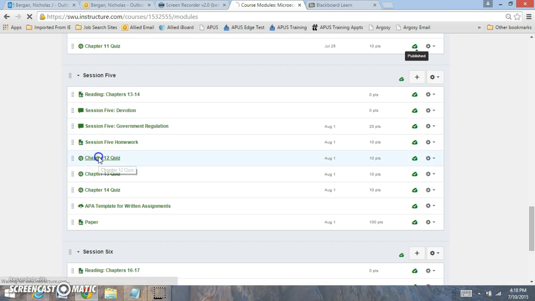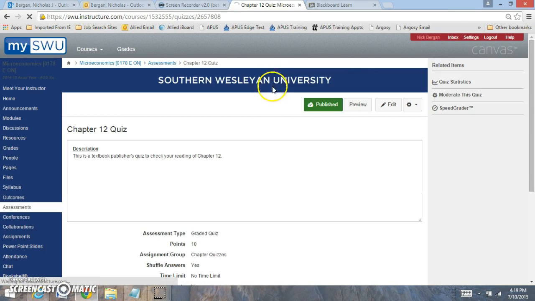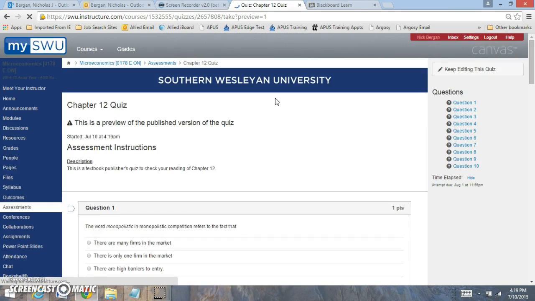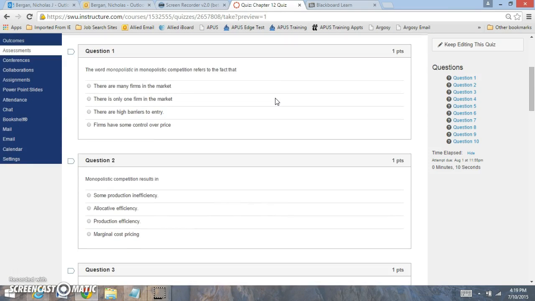I'm going to go over the chapter 12 through 14 quiz, and I'll let you know if there's any questions. Chapter 12 quiz. Monopolistic. Do not confuse this with monopolies. In monopolistic competition, there are many buyers and sellers in the market selling similar products, but they are slightly differentiated.